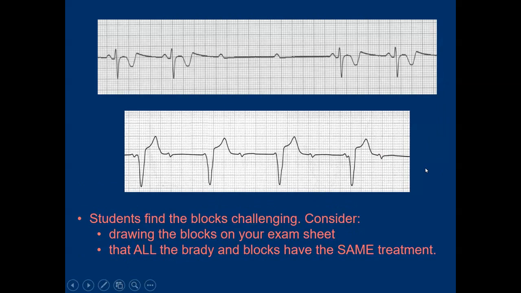All right, again, we know that this treatment recipe is used for AV block Mobitz 2, second degree AV block Mobitz 2, as well as third degree AV block.